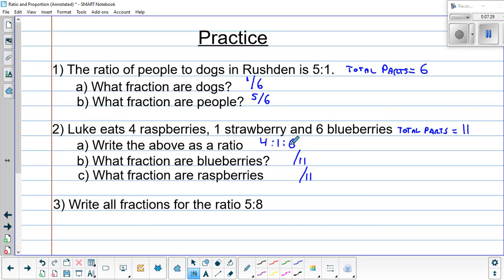Next, how many blueberries do we have? Oh, we have 6 blueberries. So we're going to put a 6 for a numerator. And for C, what about raspberries? Well, there's 4 raspberries. So we're going to put the 4 up there.